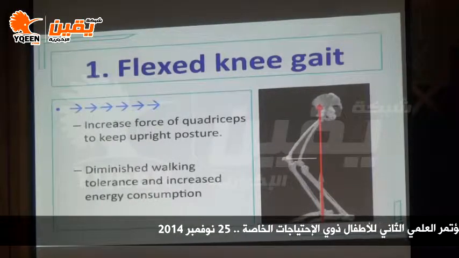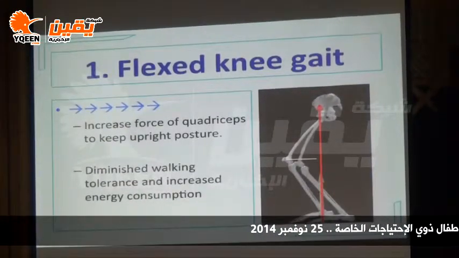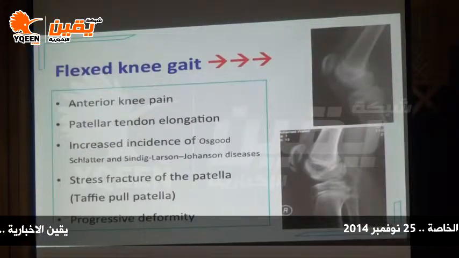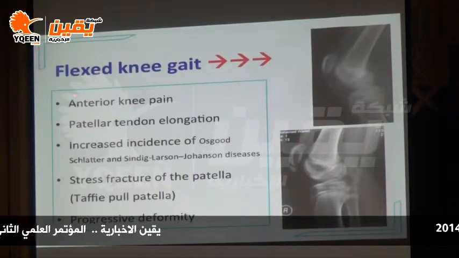It increases the force of the quadriceps to maintain the upright posture. And once the quadriceps increases its force, this will lead to anterior knee pain.